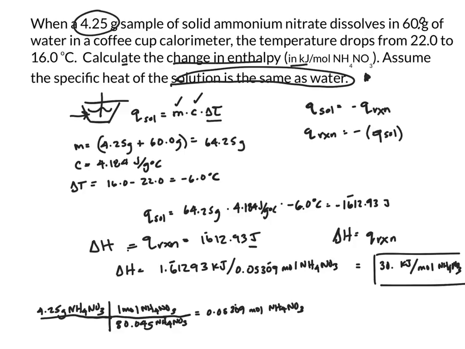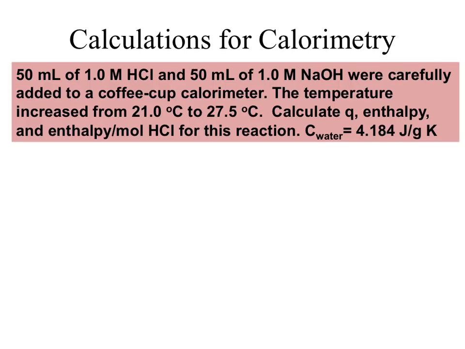So basically this is how you progress with these problems. Okay, pay attention to units and you should be fine. So we have another calorimetry problem here. In this case, they've told us that we've mixed 50 mils of 1 molar HCl and 50 mils of 1 molar NaOH into a coffee cup calorimeter.